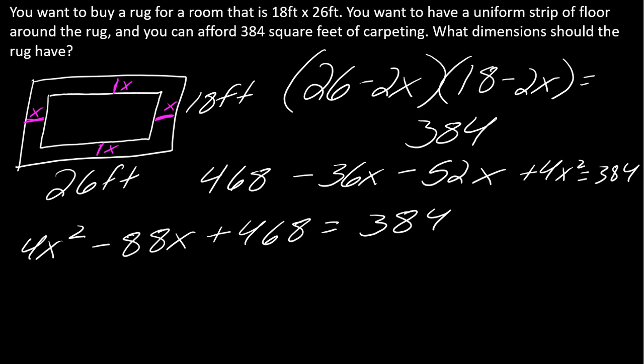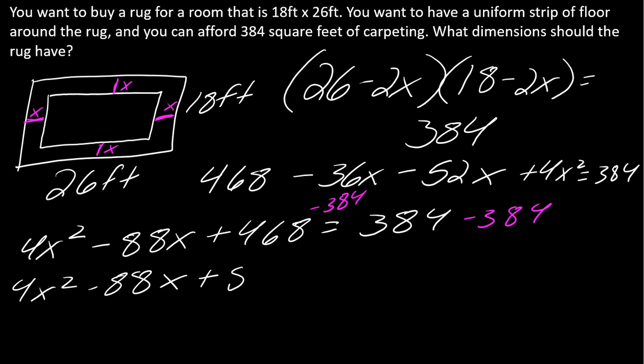And then, just as best practice, usually we want to have this equal to 0. So I'm going to go ahead and subtract off the 384 to get 4x squared minus 88x plus 84. Okay, and so now this is the quadratic that I need to solve. You might notice that I can factor 4 out. So that's pretty cool.